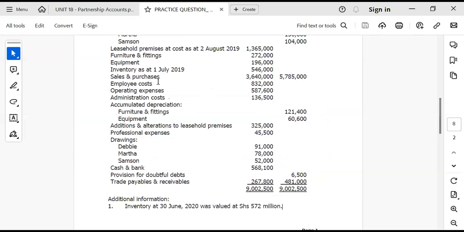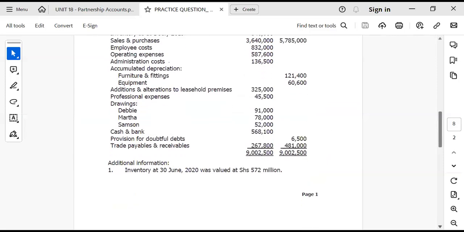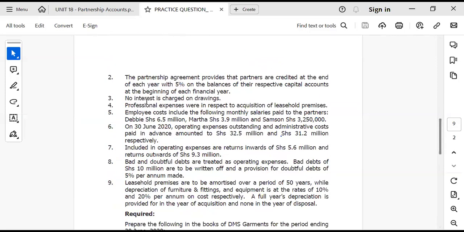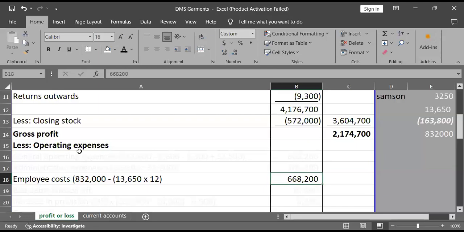So moving on, we look for the next operating expense. We have looked at employee costs. We've finished that. The next, they're telling us we have 587 for operating expenses. Let's see if there is any adjustment that we need to make. Employee costs, we have done that. On 30th June 2020, operating expenses outstanding and administrative costs paid in advance amounted to 32.5 million and 31.2 million respectively. Operating expenses are the ones that were outstanding, and they're outstanding by 3.25 million. We know by now that when we have an accrual or an outstanding balance, we just add it back.